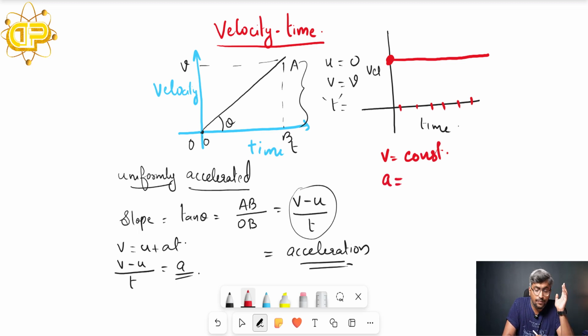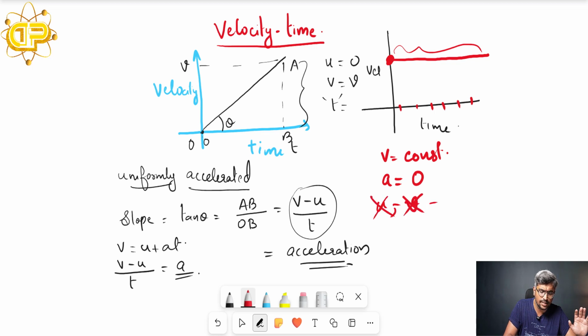Here the acceleration will be 0. Why? Because there is no increase in velocity. Velocity is constant throughout its motion. There is no initial velocity and no final velocity, only a constant velocity is there. So you are having a uniform motion, or simply zero accelerated movement. So this is an indication of a straight line graph. What type of straight line? The straight line parallel to the time axis. So this is another indication.